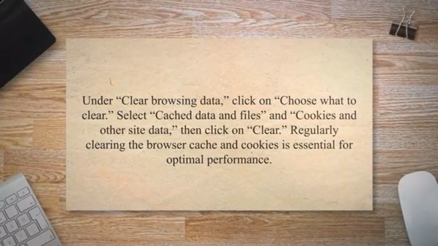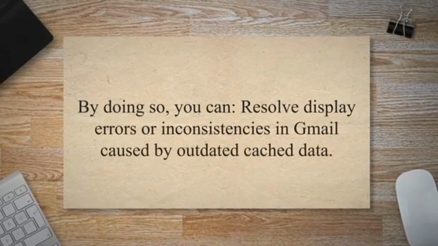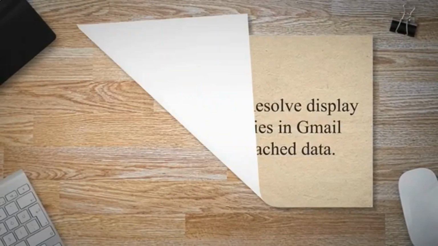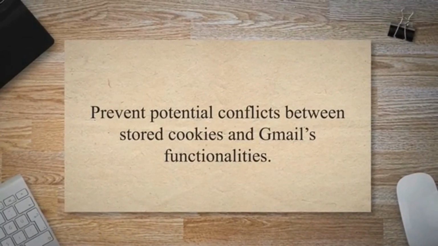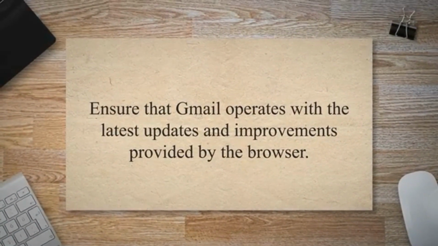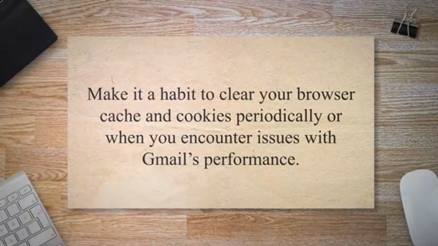Regularly clearing the browser cache and cookies is essential for optimal performance. By doing so, you can resolve display errors or inconsistencies in Gmail caused by outdated cache data. Prevent potential conflicts between stored cookies and Gmail's functionalities. Ensure that Gmail operates with the latest updates and improvements provided by the browser. Make it a habit to clear your browser cache and cookies periodically or when you encounter issues with Gmail's performance.